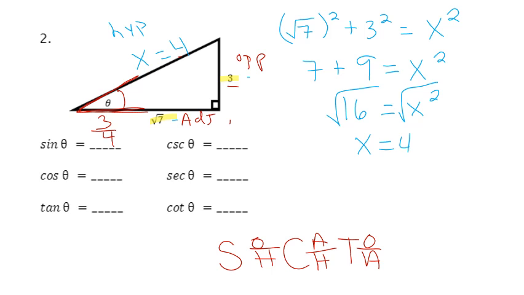So cosecant would be 4 over 3. Cosine would be root 7 over 4. So secant would be 4 over root 7. And then we'll check at the end if we need to rationalize. And then finally, the tangent would be 3 over radical 7.